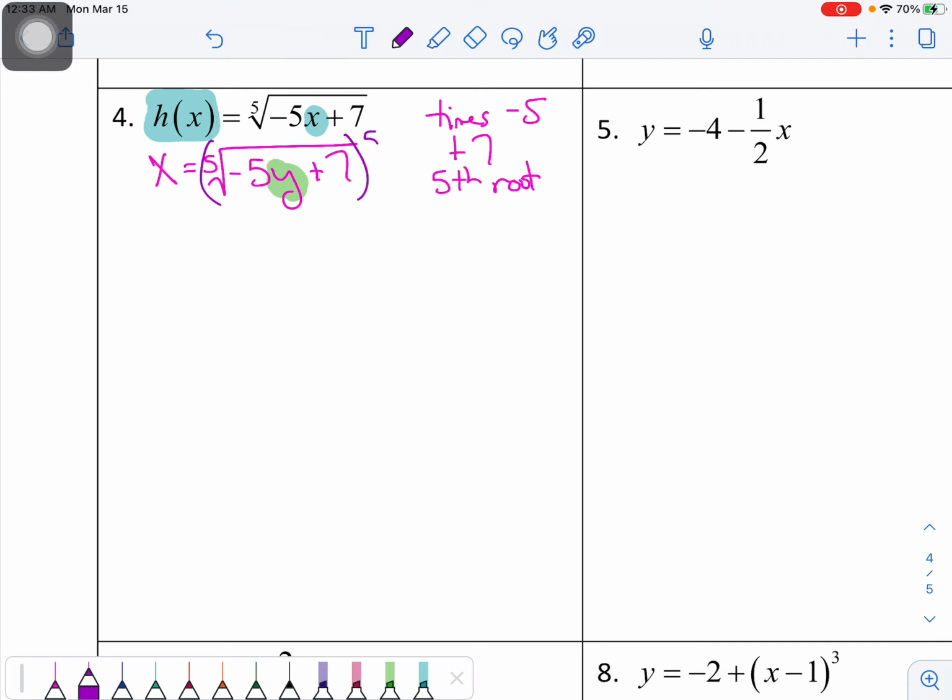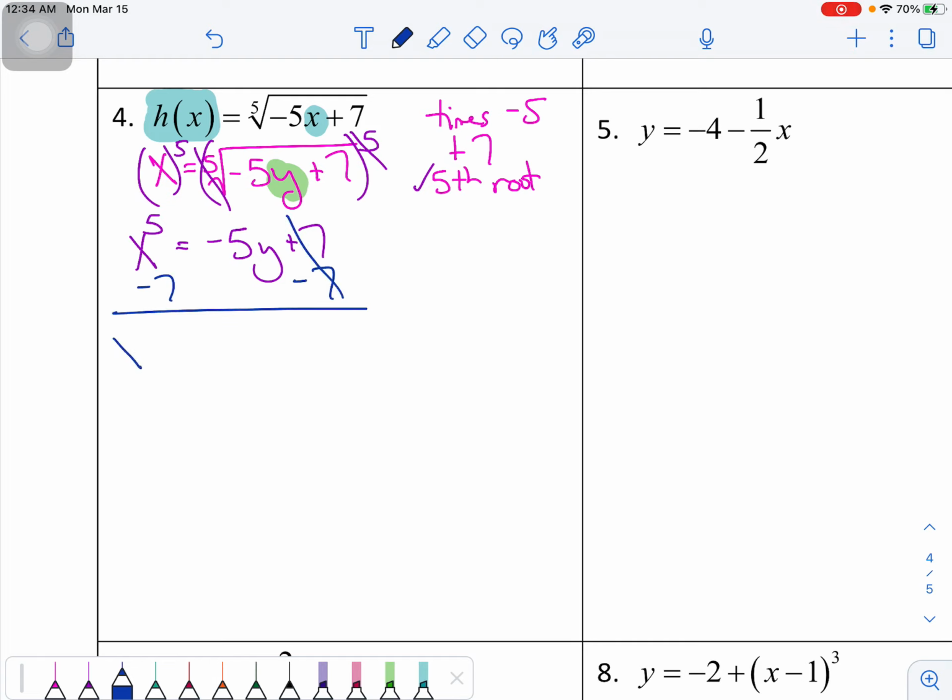So to get rid of a 5th root, you need a 5th power. What you do to the left, do to the right. So this is going to be x to the 5th. So power and index cancel each other out. So negative 5y plus 7, 5th root's done. How do you get rid of a plus 7? You're going to subtract 7. So x to the 5th minus 7 is equal to negative 5y, and plus 7 is done.